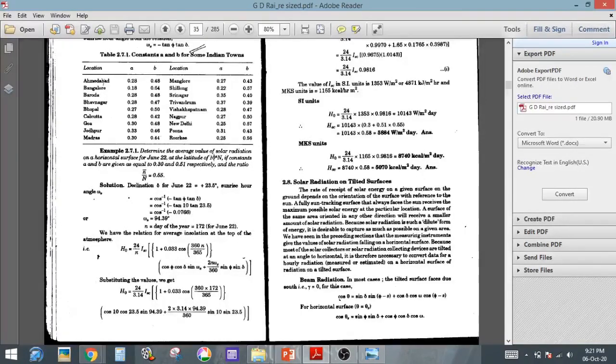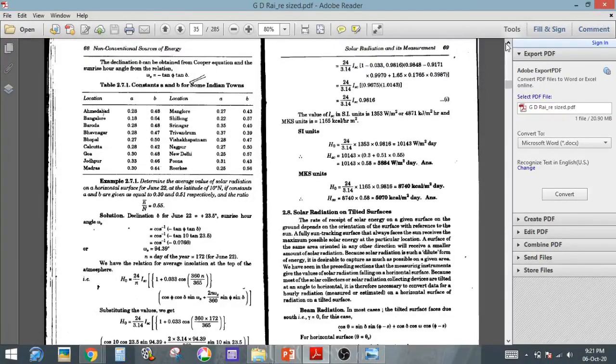We have applied the same concepts that we have studied earlier and just by substituting, this final expression we will get an answer like this: 24 by 3.14 ISC, 0.9816. The value of ISC in SI unit is 1353 watts per meter square, or 4871 kilojoule per meter square hour. In MKS units it is 1165 kilocalorie per hour. And by substituting the value of ISC we will get the final answer.